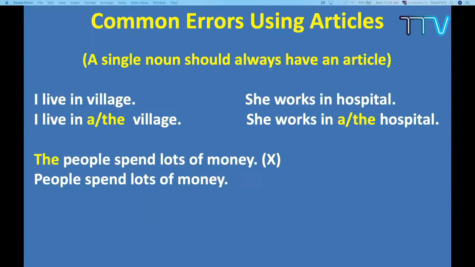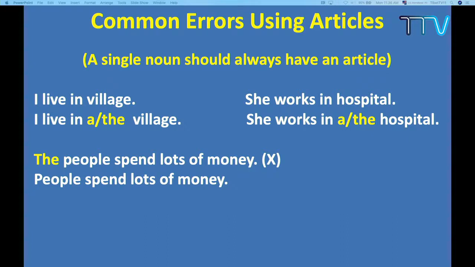Now, some more common errors. Using articles. There are so many things to say about the article, and from this I'm going to take out some of the errors related to articles. Very common, it's not a big deal. There is no need to worry when you make a mistake, because these are included in the common errors. For example, a single noun should always have an article.